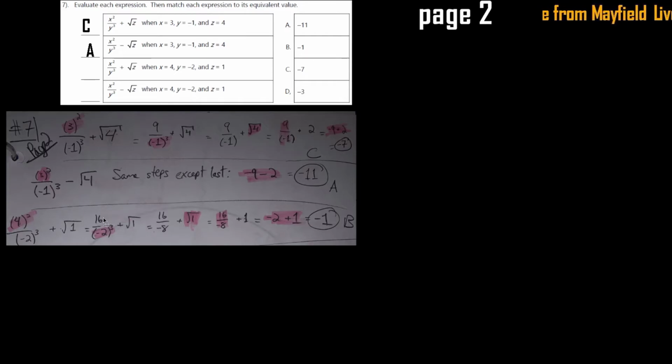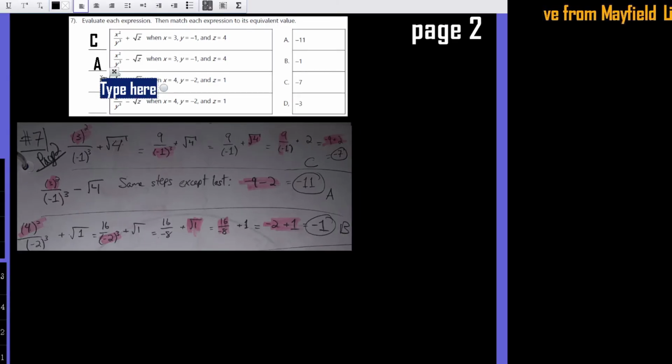4 squared, which is 16. I do -2 to the 3rd power, which is -8. And I take the square root of 1, which is still 1. I divide 16 by -8, which is -2. Add those two together, I get a -1, which ends up being B.